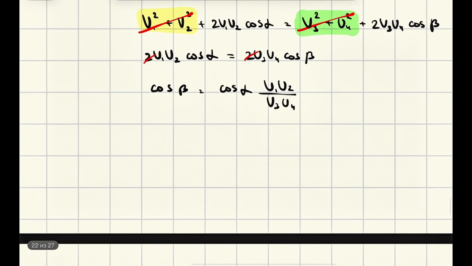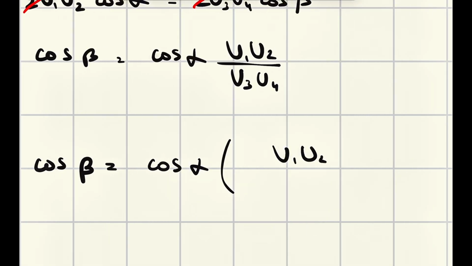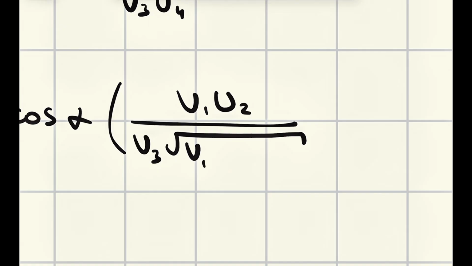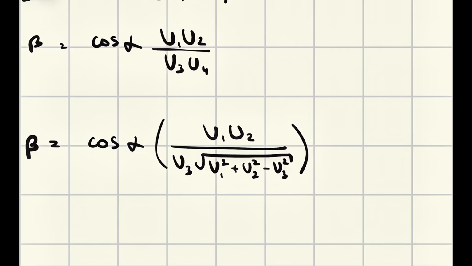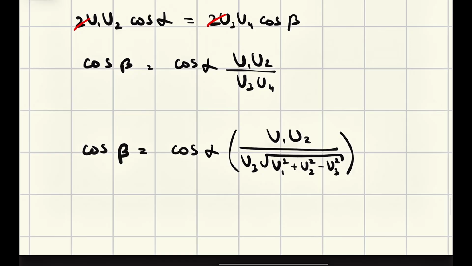Okay, and we can put it in here, and then we would have our final answer, but let me write it here, cosine beta. If you want to find beta itself, you just take the arccosine. It would be cosine alpha, and inside of the brackets, v1 v2 and here we have v3, and inside of the square root, everything we have written there: v1 squared plus v2 squared minus v3 squared. Let me close the brackets. Let me make it a little bit upper. And then you can see the result of this problem. This is our answer.